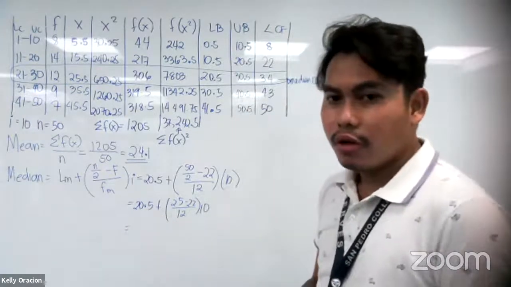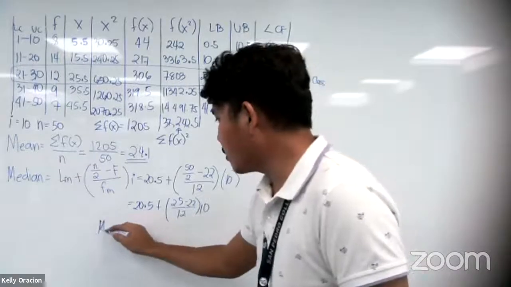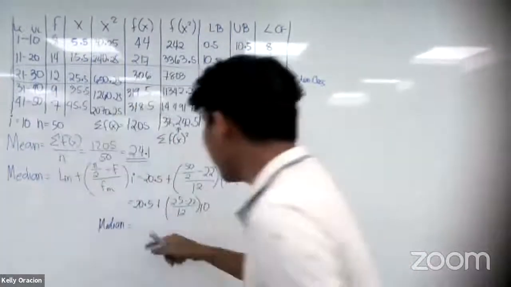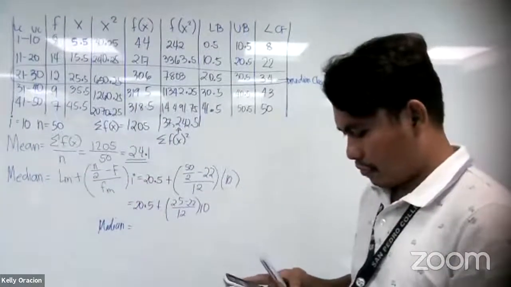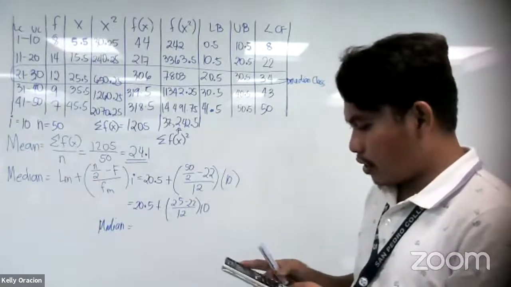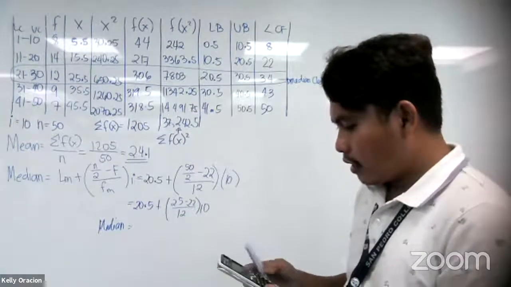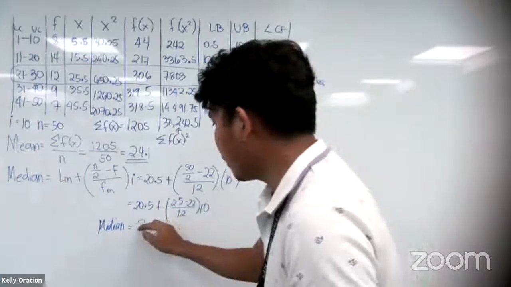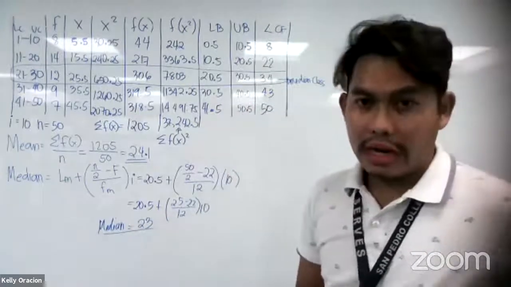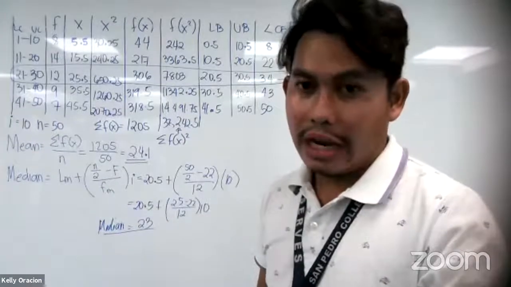Okay, so you will have what? Ilan itong median? Solve natin: 20.5 plus 25 minus 22 over 12 times 10. The median is 20. So this is the process of getting your median.